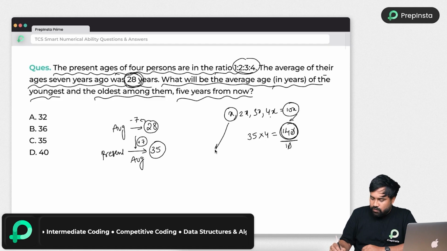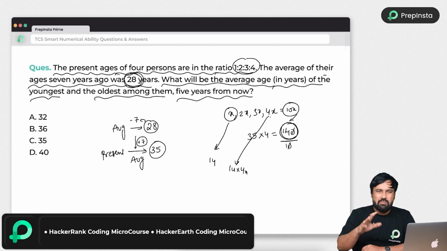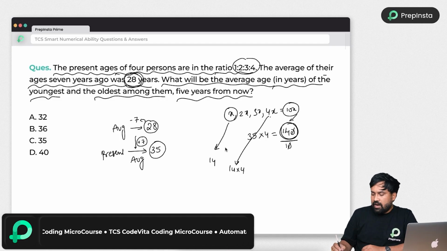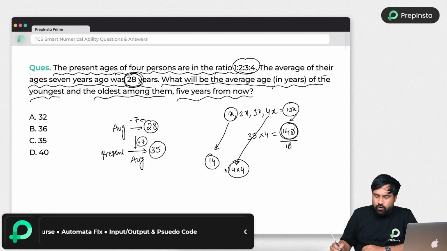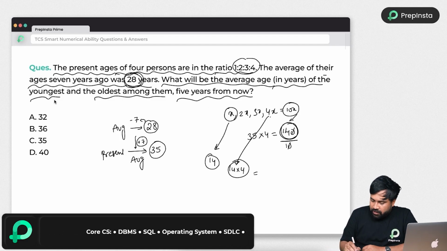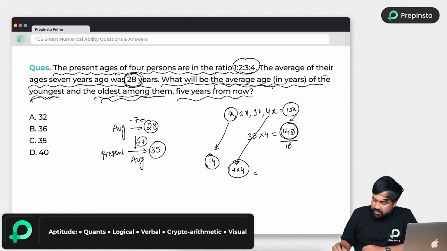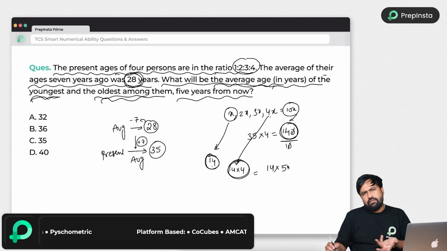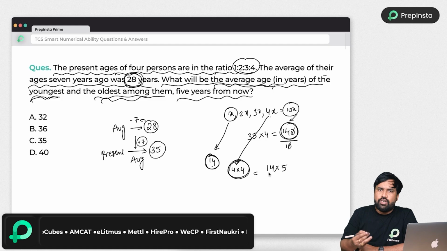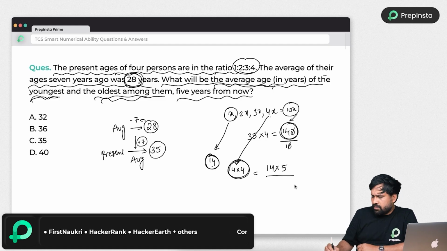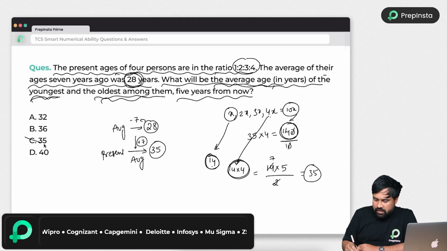So the youngest is 14 years and the eldest will be 14 into 4. I won't multiply, just wait for some time. We need to find the average age of the youngest and oldest, right? So the youngest is 14, the eldest is 14 into 4. If you add both, taking 14 common, 1 plus 4 is 5. So 14 into 5. And the average you need to find. How many people were there? 2 people. So divide by 2. So the average is 35. But the answer is not 35.